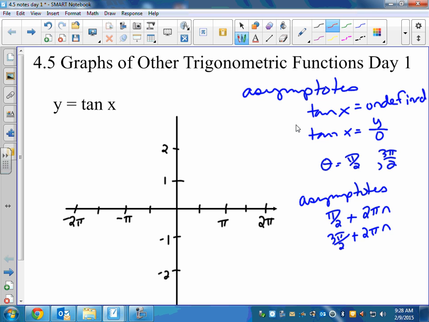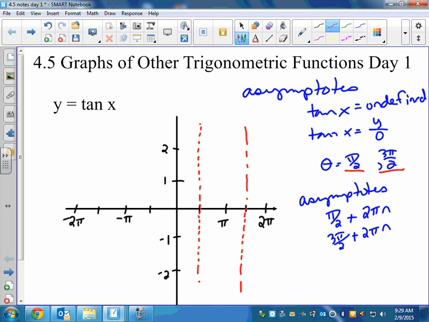Where are there going to be asymptotes on this graph? At pi halves, there's going to be an asymptote. So I'm going to draw an asymptote as a dotted line that my graph is never going to touch. Also at 3 pi halves, there's going to be an asymptote, because that's where tangent is undefined. If you try to take tangent of pi halves, it's undefined. Try to take tangent of 3 pi halves, you get 0 on the bottom. It's undefined. Where else on my graph that I've labeled will it be undefined?